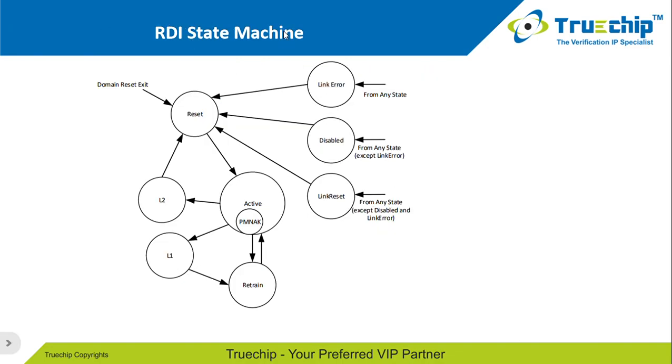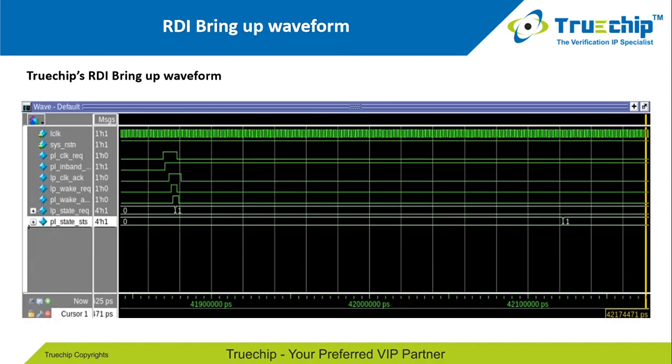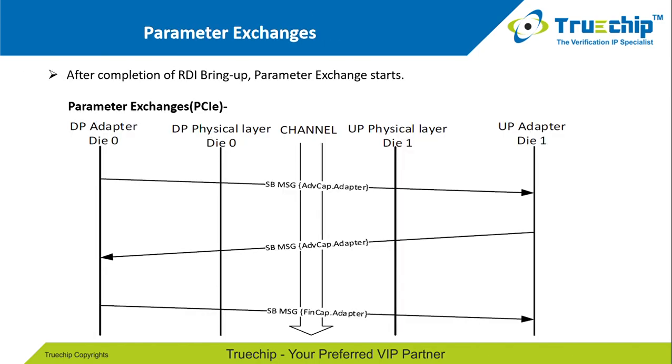Here we can see the RDI state machine, where the RDI will first be in the reset state, and then when it moves to the active state, the RDI bring up will be completed. Here we can see the TrueChip RDI bring up waveform, where we can see the signals that are performed during the RDI bring up. So after completion of RDI bring up, parameter exchanges take place.